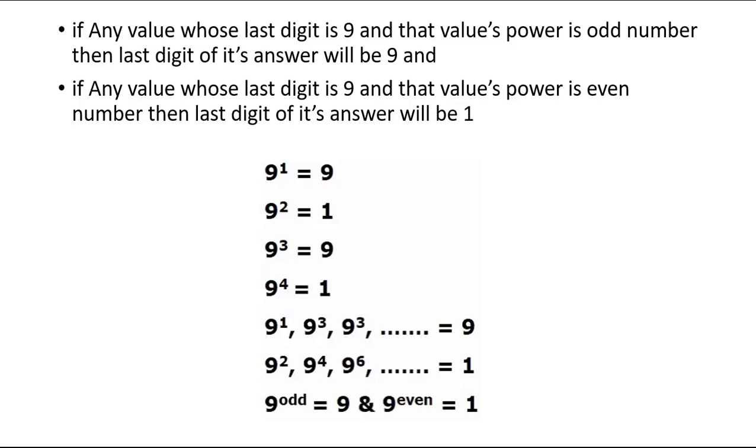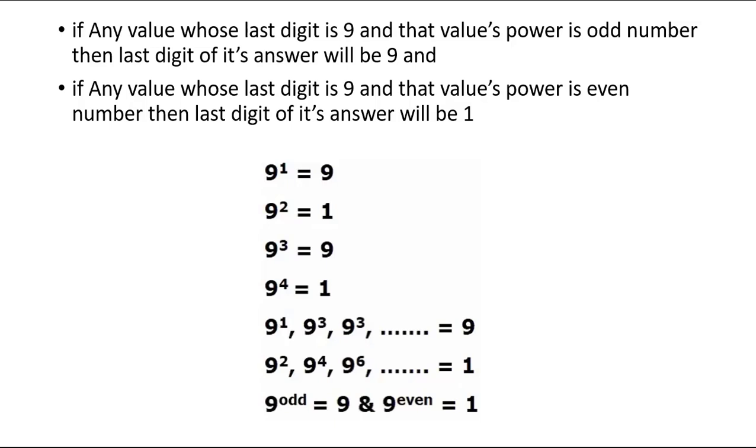Next example, base is 9, power is 3. Here base is 9 and power is an odd number, hence the last digit of the answer will be 9. Next example, base is 9 and power is 4. Here base is 9 and power is an even number, hence the last digit of its answer will be 1.